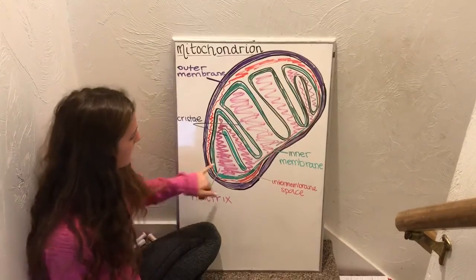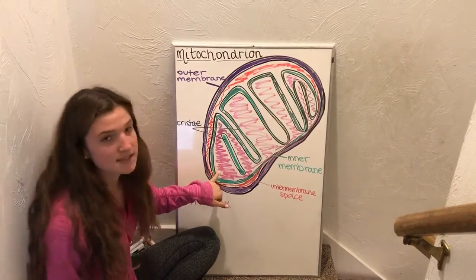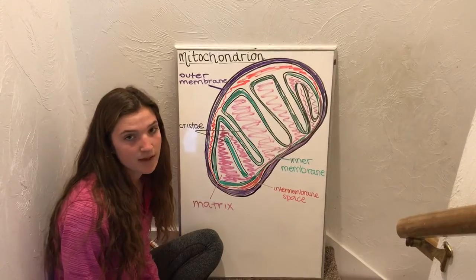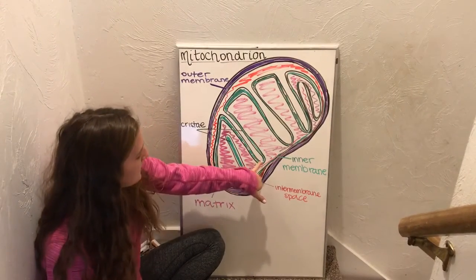The citric acid cycle takes place in the matrix of the mitochondria. The oxidative phosphorylation, the ETC step of that process, takes place in the green inner membrane part of the mitochondria.